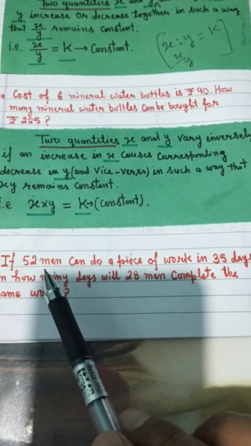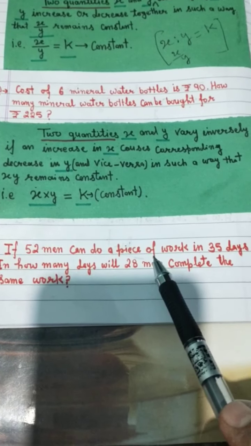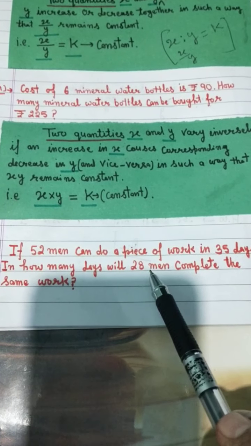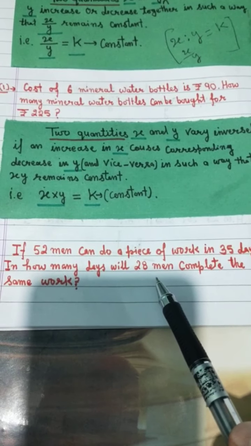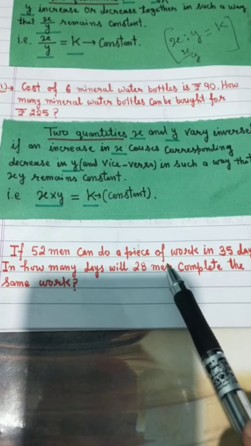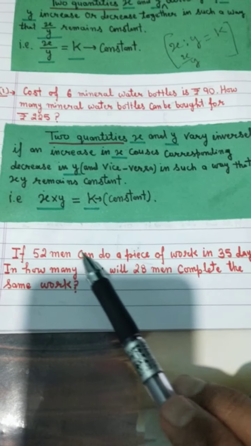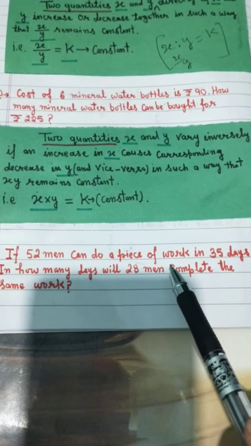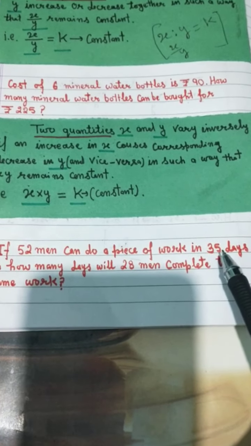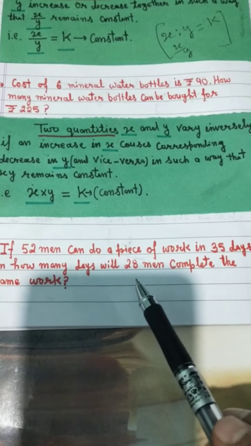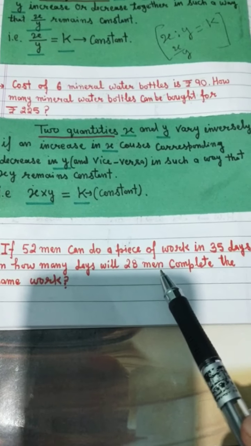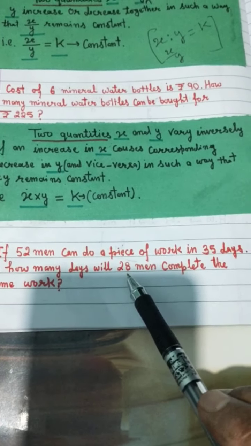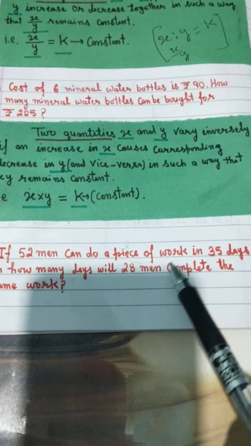Here the number of men is 52. Then the piece of work can be done in 35 days. 28 men can do the same work, so the number of days required for that is more. If the number of men reduces, then the work will be completed in more days. The number of days required will be more. So this is the case of inverse variation.